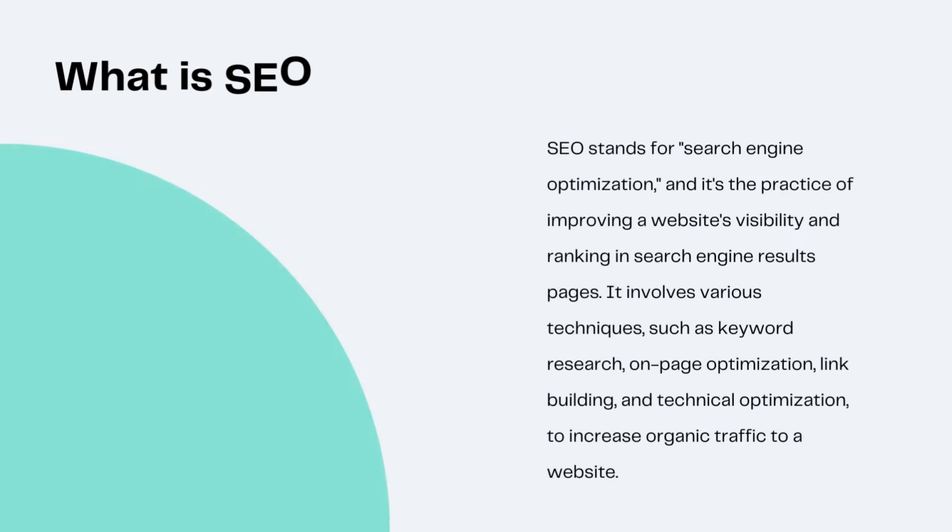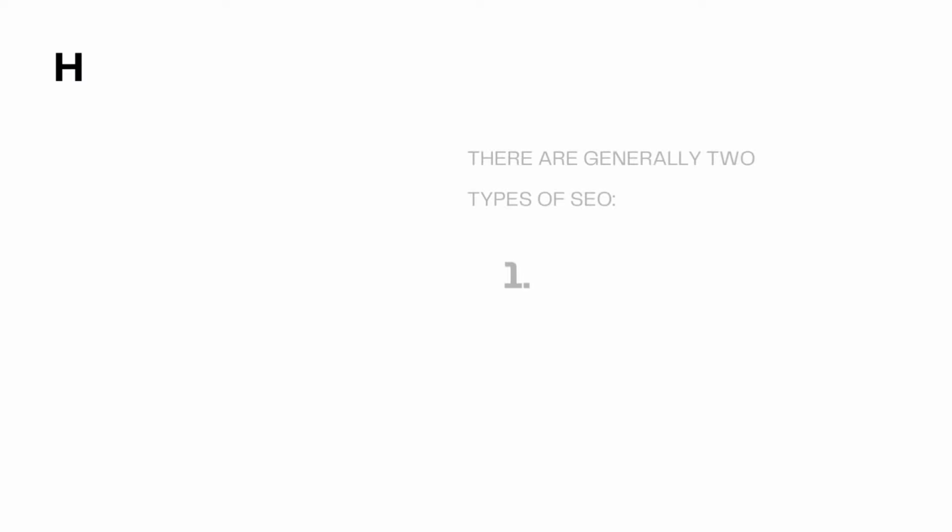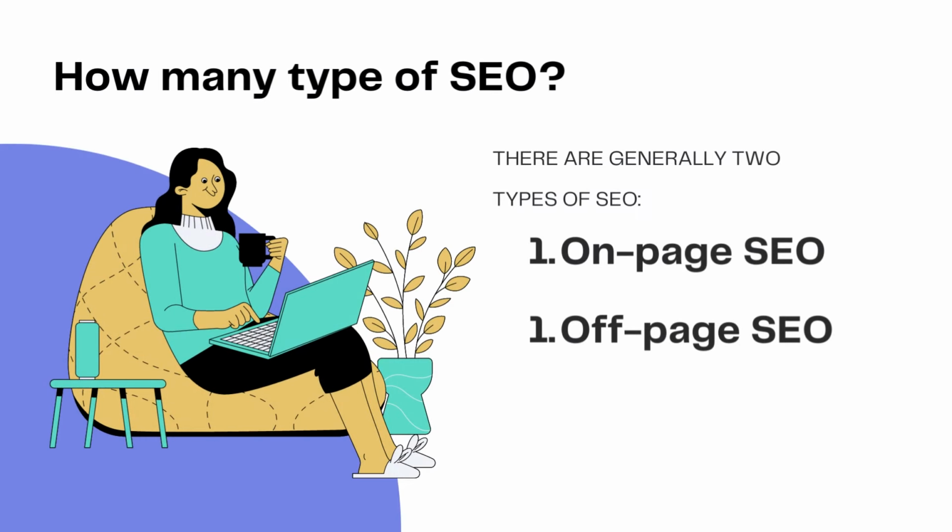What is SEO? SEO stands for Search Engine Optimization, and it's the practice of improving a website's visibility and ranking in search engine results pages. It involves various techniques, such as keyword research, on-page optimization, link building, and technical optimization, to increase organic traffic to a website. How many types of SEO?